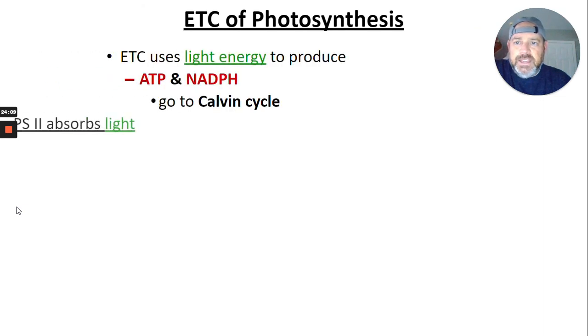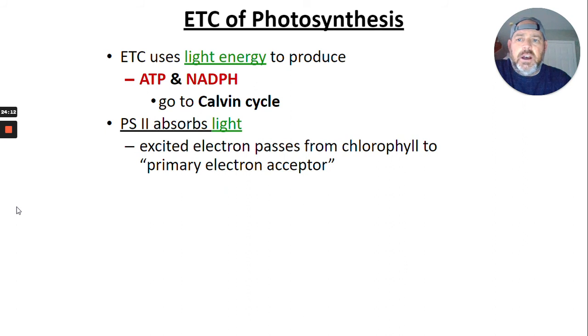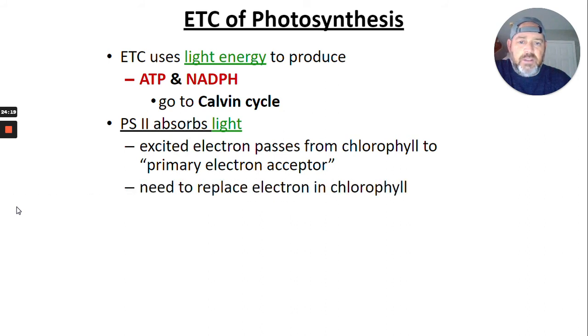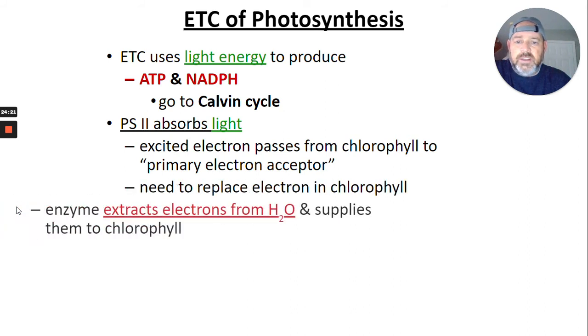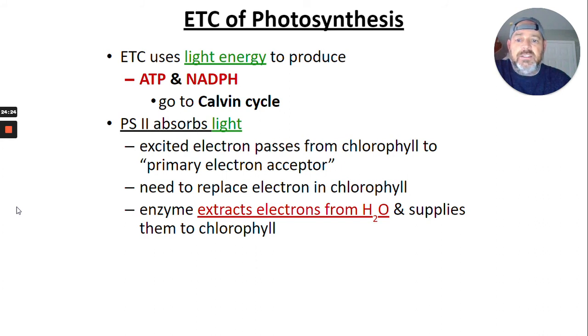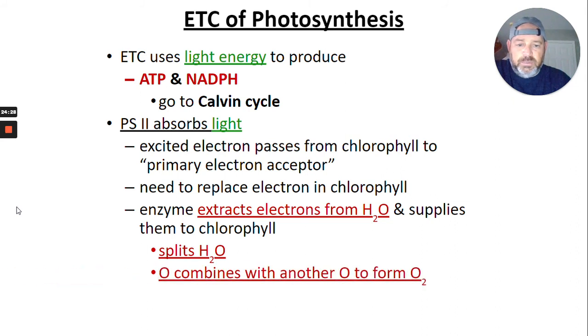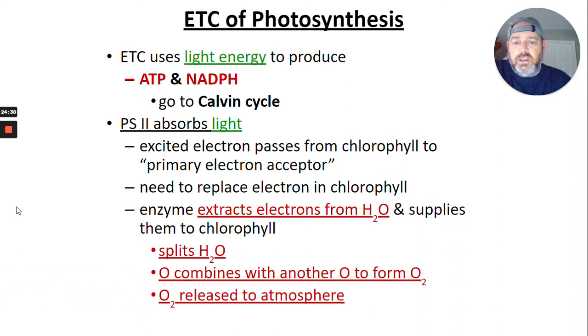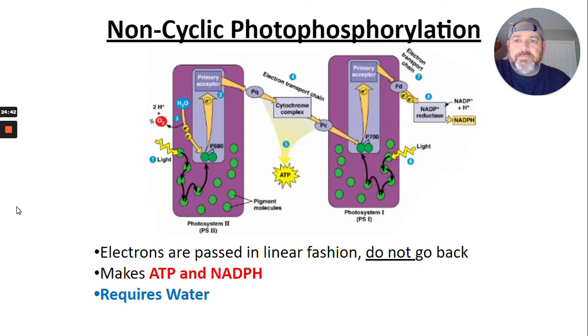So the ETC uses light energy to produce ATP and NADPH, which go to the Calvin cycle. Photosystem 2 absorbs the light. The excited electron passes from chlorophyll to the primary electron acceptor. You have to replace that, so the enzyme extracts electrons from water and supplies them to chlorophyll. Splitting the water gets oxygen to combine with other oxygen, and then it's going to get released out into the atmosphere for us and other organisms, which we greatly appreciate.